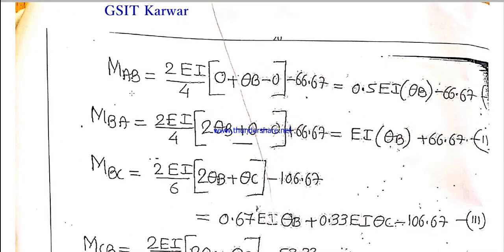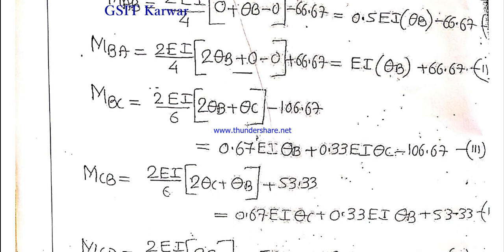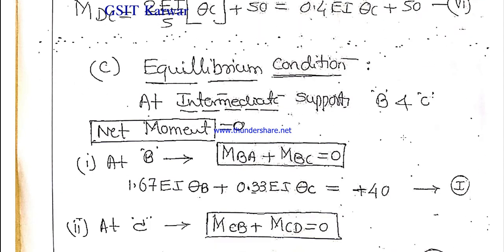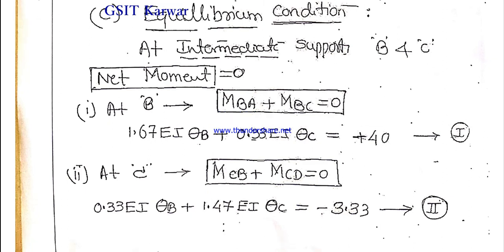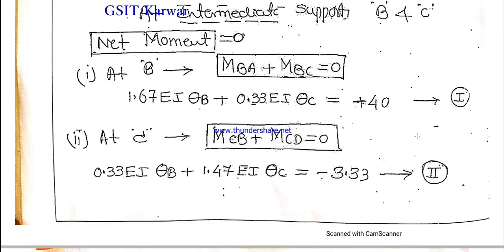Where is the moment BA plus moment BC? You can add these equations, that means equation number 2 and equation number 3. Add these equations and you are getting this equation number 1. You can give another Roman numeral 1. This equation number 1 you are getting at joint B.